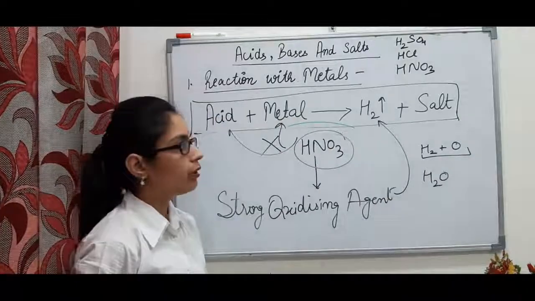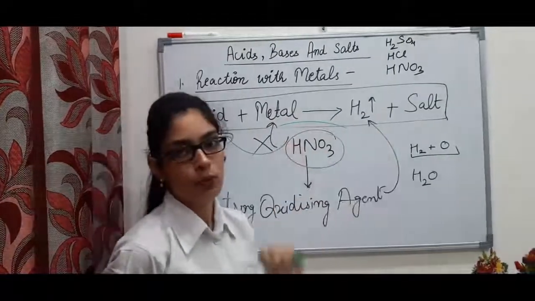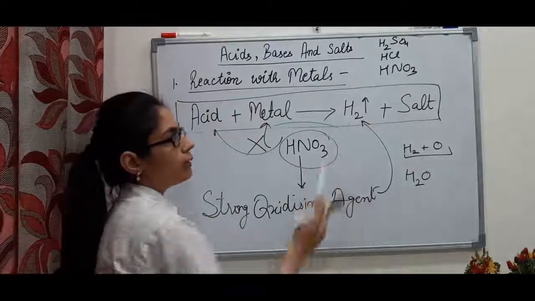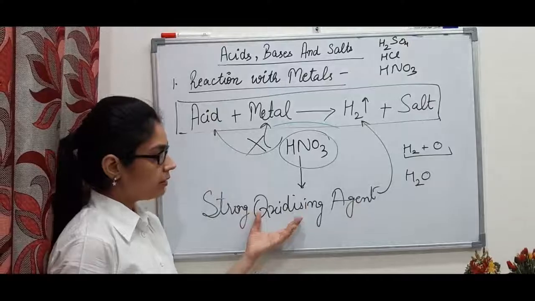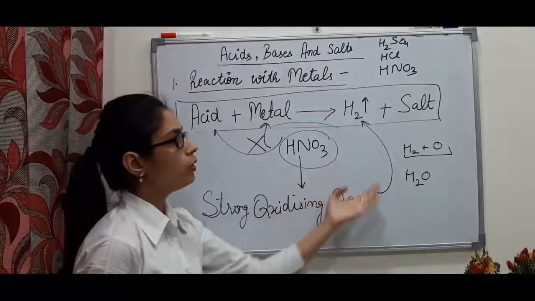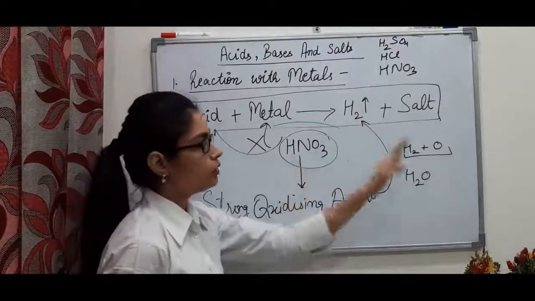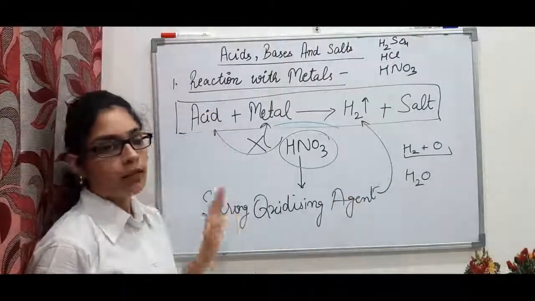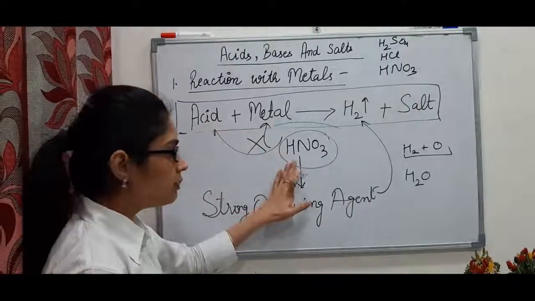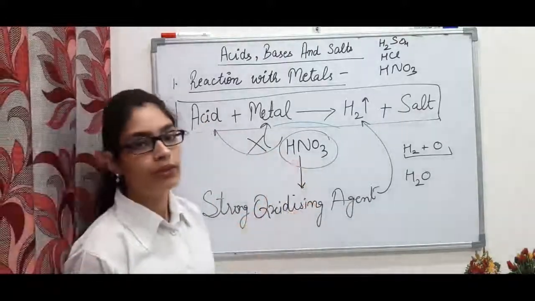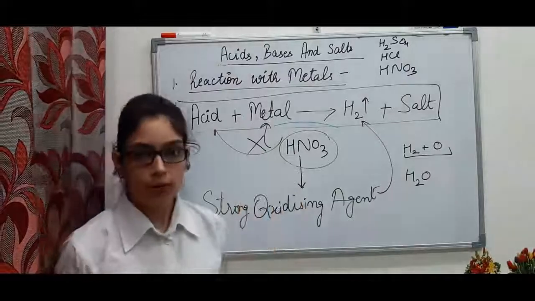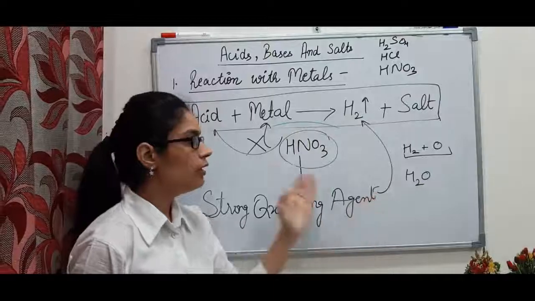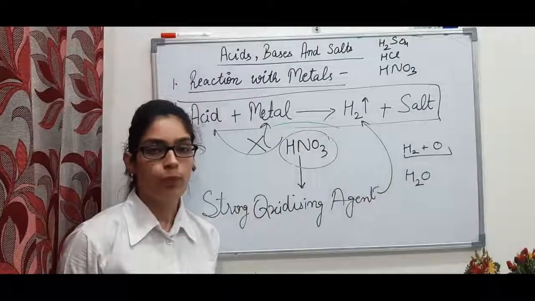But our product should be hydrogen gas plus salt. So here we can see if we are using nitric acid, we won't be able to get hydrogen gas, since this being an oxidizing agent, it will oxidize hydrogen gas, due to which water will be formed. So if you get a question in the exam that why this reaction is not possible with nitric acid, you have to mention HNO3 is a very strong oxidizing agent and it oxidizes hydrogen gas to form water, due to which this reaction is not possible.